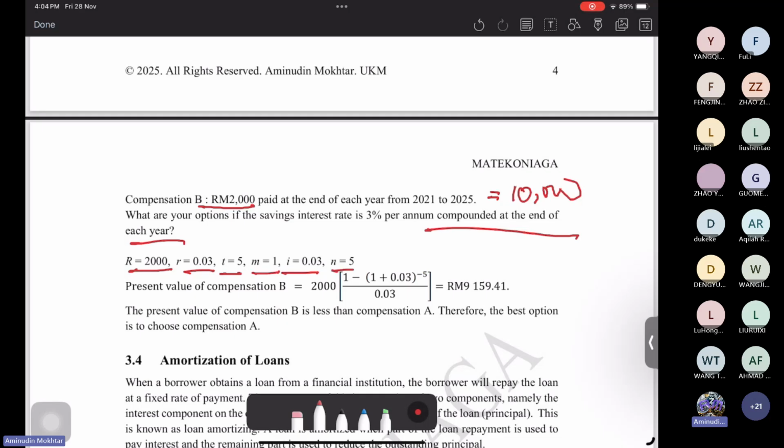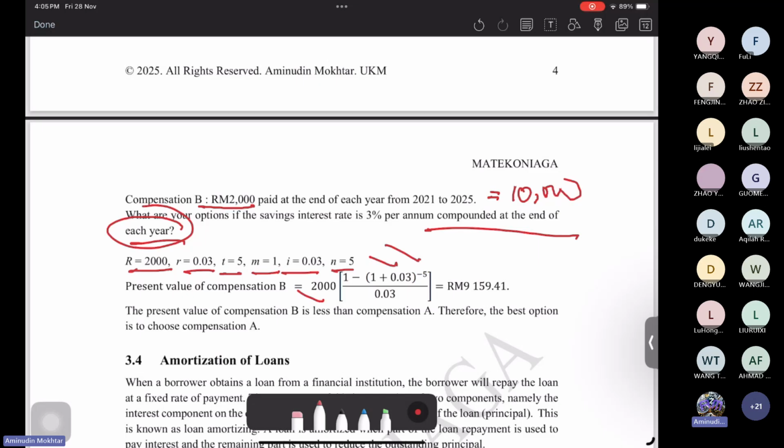Why n equal 5? Because the interest rate is compounded at the end of each year, which is at the end of year 1, year 2, year 3, and so forth. So the amount 2,000 is fixed with this interest rate of 3%. To find this present value, we can use formula 3.2, the present value of compensation B. So R is 2,000, interest rate 0.03 divided by 1, and n is 1 times 5 equal to 5.